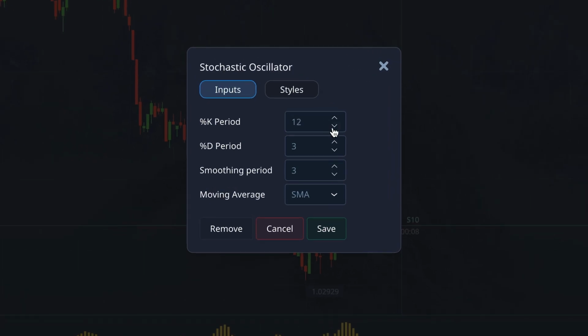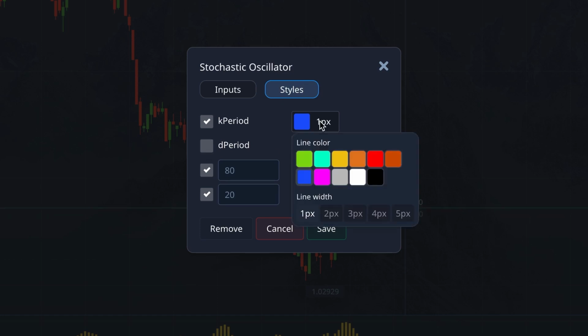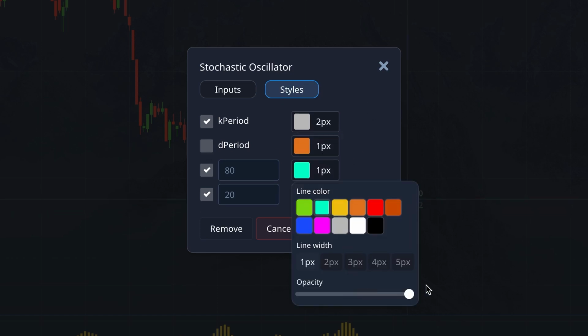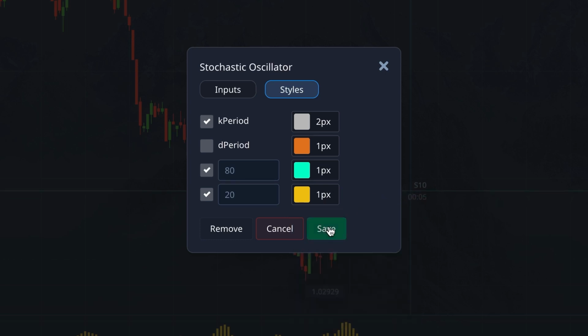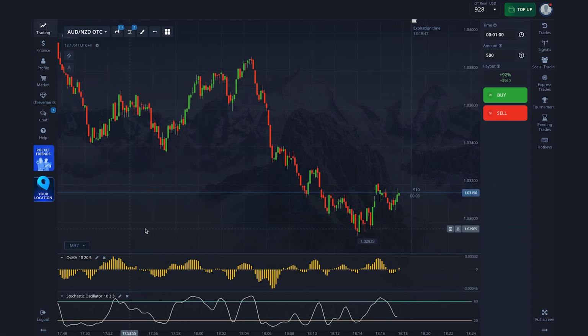Set K period to 10. Smoothing type, TMA. Go to Style. Disable D period. Set K period to gray, width 2. For lines 80 and 20, move the opacity to the right. Save. The indicators are ready to go.